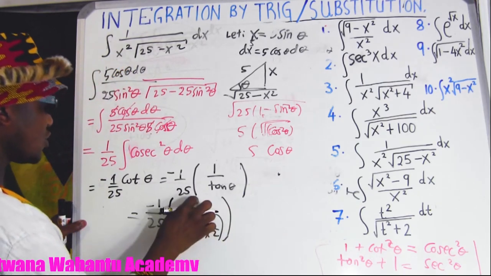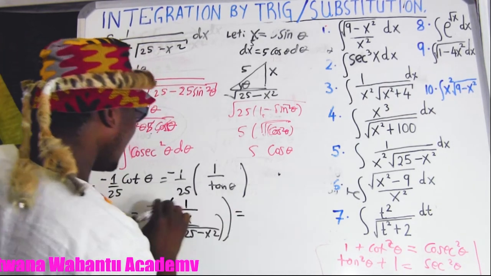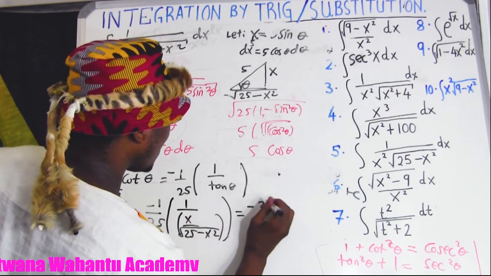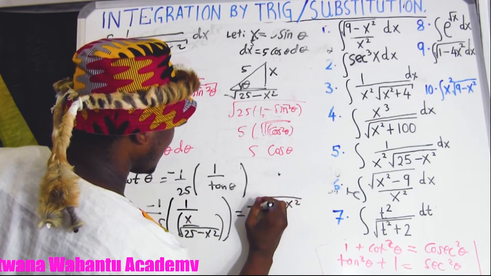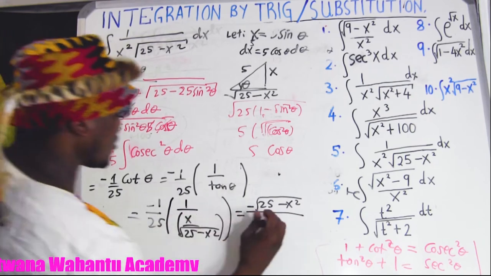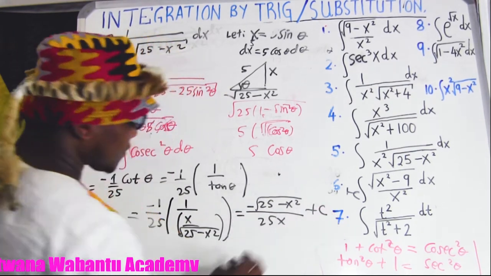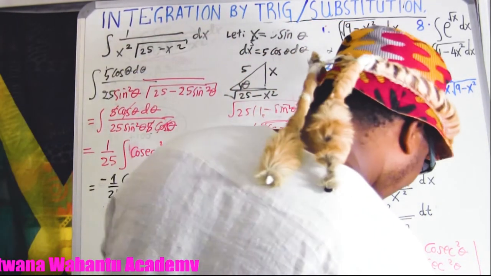So what we do, this is going to go to the top. If you go to the top, it's going to be negative 25 minus x squared, and then this is going to be at the bottom, 25x. Okay, that's question number 5, right?